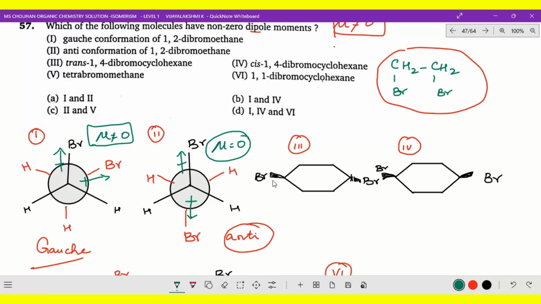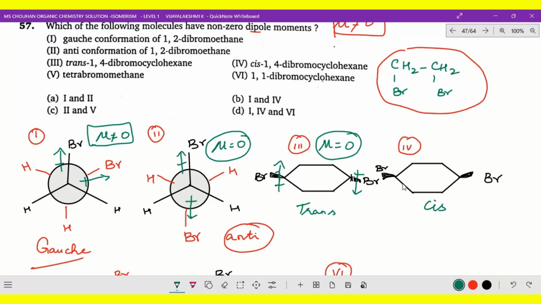And the third one, trans 1,4-dibromocyclohexane. One bromine is above the plane and the other is below the plane. So one is going upwards and the other is going downwards. That is how the dipole moment works. This is trans and this is cis. One is going upwards and the other downwards, so naturally mu is equal to 0. Third one, mu is equal to 0.